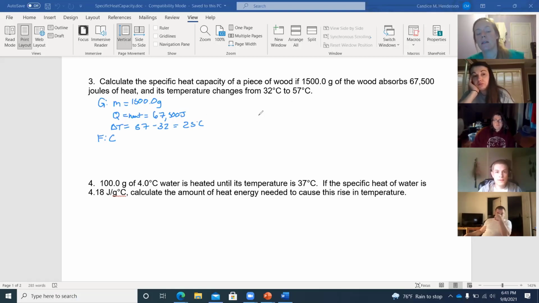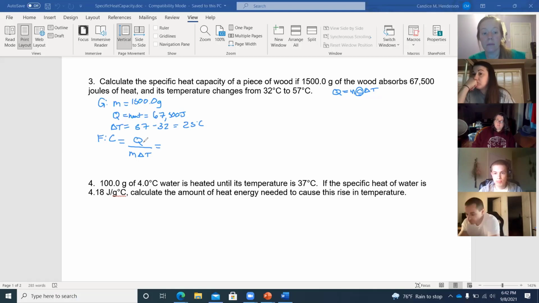We need to get C isolated. So Q equals M times C times delta T. If I want to get this by itself, I need to move those guys to the other side. So C should equal Q divided by your mass times your change in temperature. Now we just plug it in. So what's our Q value? It's 67,500 joules. Our mass we've got up here is the 1,500 grams. And then our change in temperature is that 25 degrees Celsius.